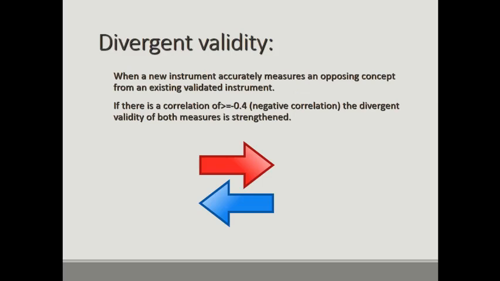Divergent validity is when a new instrument accurately measures an opposing concept from an existing validated instrument. Again, if your correlation in this case is greater than minus 0.4, it's a negative correlation because you're measuring the opposite, then the divergent validity of both measures is strengthened. For example, if a subject scores high on an existing validated instrument that assesses sadness, and your tool shows that same subject scoring low on a tool to assess joy, it improves the divergent validity of your tool.